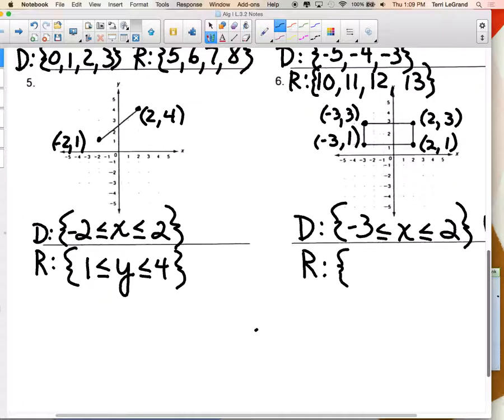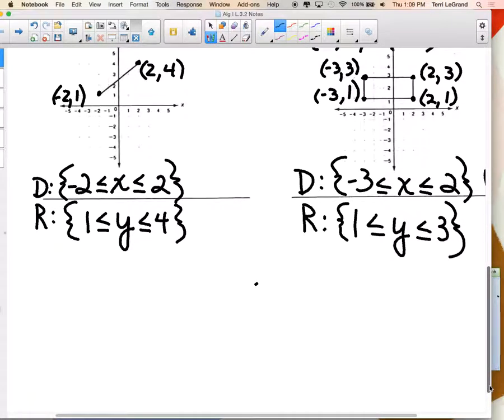Who's got that one for us? 1 is less than or equal to y. Y is less than or equal to 3. Okay, do you agree with that? Is that our range for this one? The y values on that rectangle do not go any lower than 1, they do not go any higher than 3, and they're anywhere in between the sides, right? Okay, questions on domain and range?